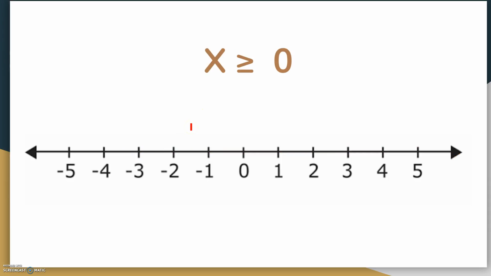Next, we have x is greater than or equal to 0. So we're going to go to 0, and we're going to look at the points to the left of 0. So let's look at negative 3. If we plug negative 3 in for x, we find that negative 3 is not greater than or equal to 0, so we don't want to graph those points. But if we look to the right, let's say positive 3 is greater than or equal to 0, so the points to the right of 0 will work for our x value.